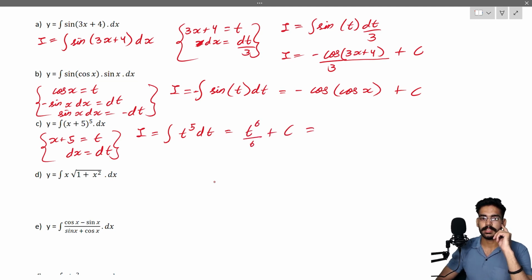So that is t, what is the t value? x plus 5. Okay, (x plus 5) to the power 6 divided by 6 plus c. Okay, now let's see the next integration. Next integration, how will I do it?